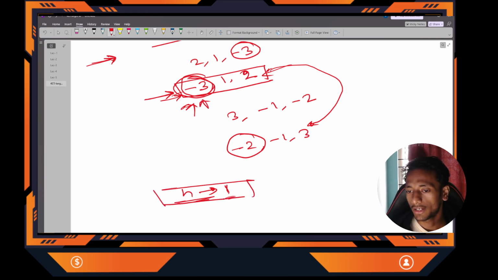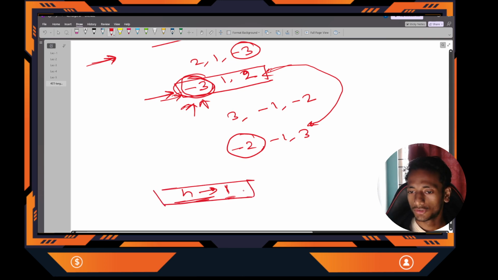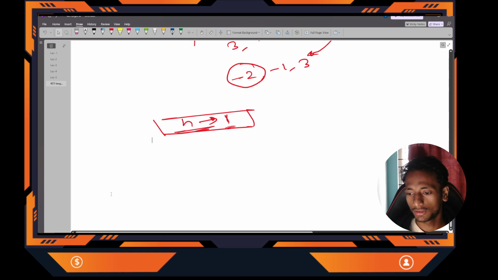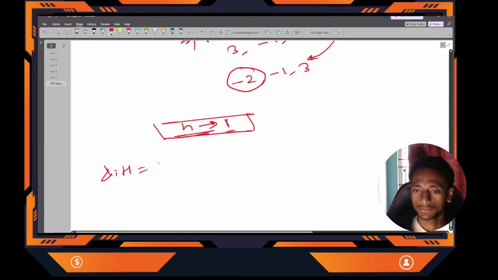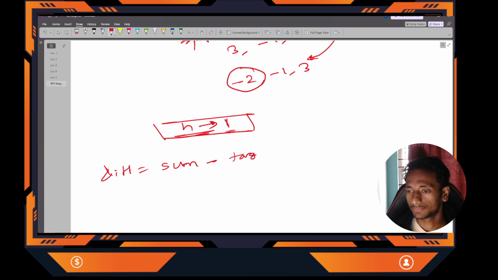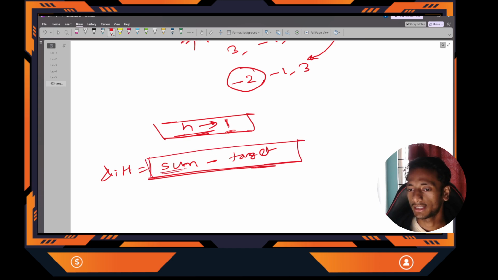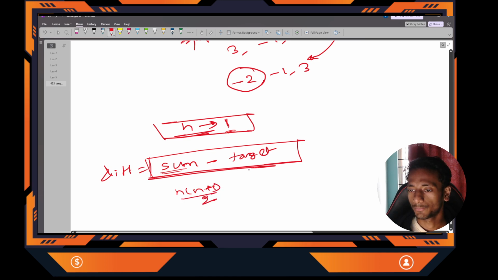Clear? And when can I convert a number to negative? I need to know how many numbers I have to convert. So I get the difference: total sum minus target. This is the sum I have to decrease. Total sum I know is n into n plus 1 by 2, and target is your target sum. So this is the difference that I have to decrease from the total sum.